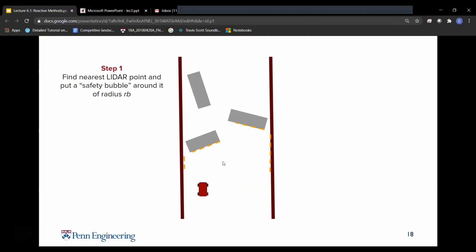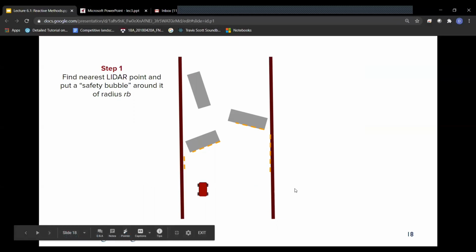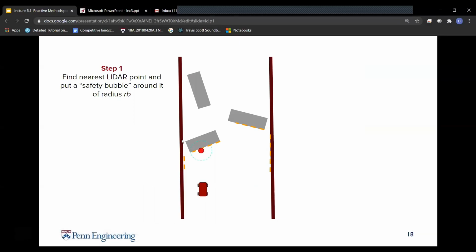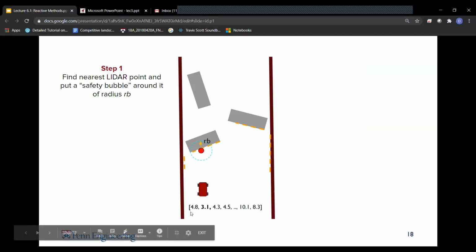So already notice the difference. Now we're not looking optimistically at the furthest LiDAR point away from us, but instead we're looking pessimistically at the closest LiDAR point to us, which represents the closest obstacle that we could hit. So we're going to put a safety bubble RB around that. And notice how it's the closest hit point in this array.